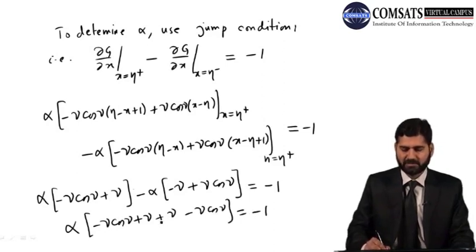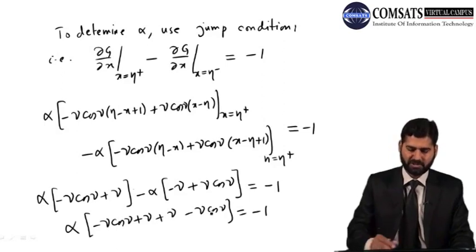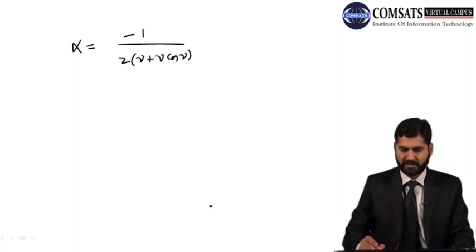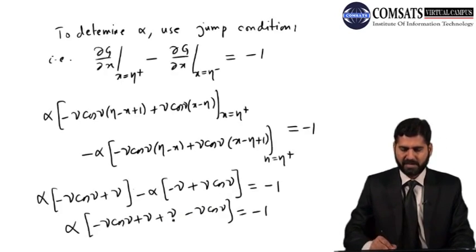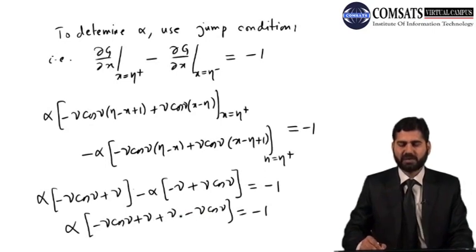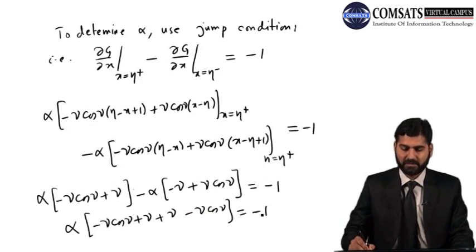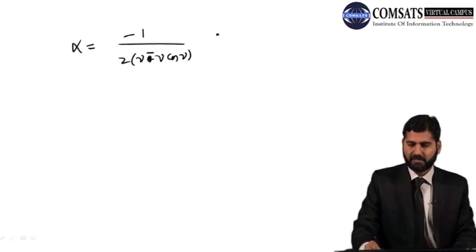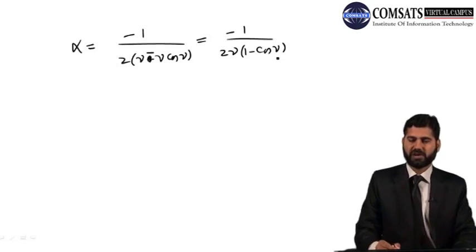So it is 2 times nu minus nu cos nu. So your alpha is minus 1 over 2 times nu minus nu cosine nu. Plus or minus? Minus, right? Nu minus cosine nu, nu minus. So 2 times nu minus cosine nu is equal to minus 1. So you are left with minus 1 over 2 nu and 1 minus cosine nu. So this is your alpha.